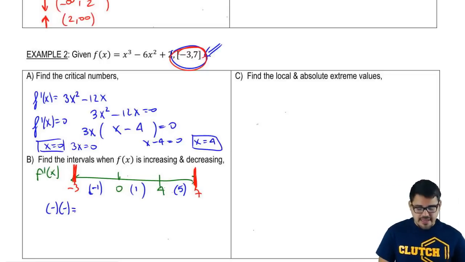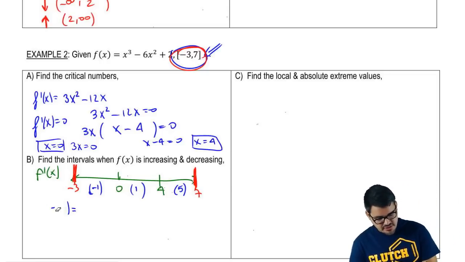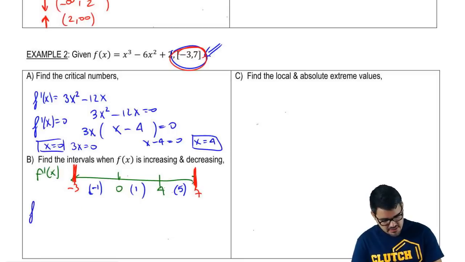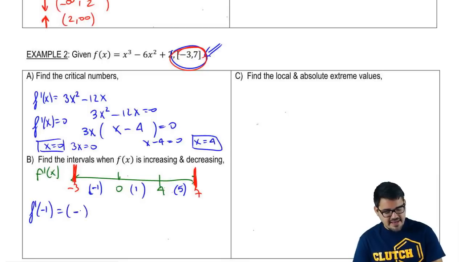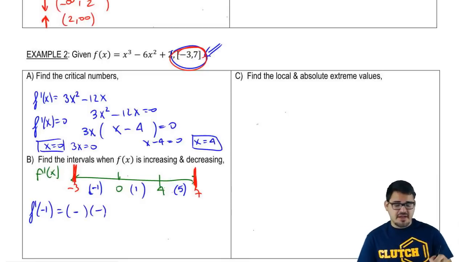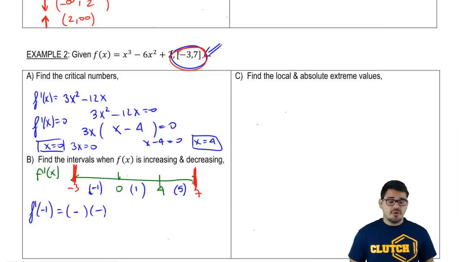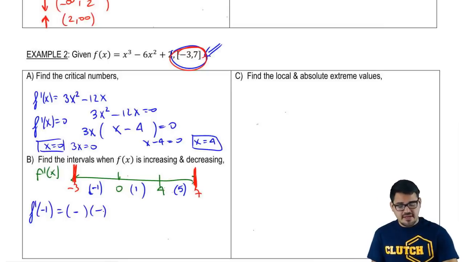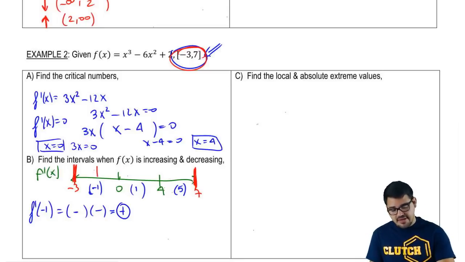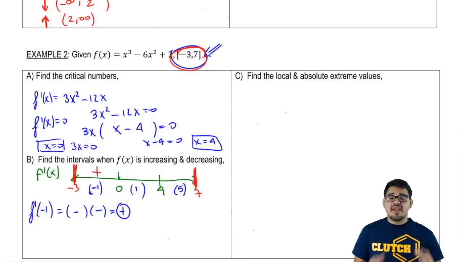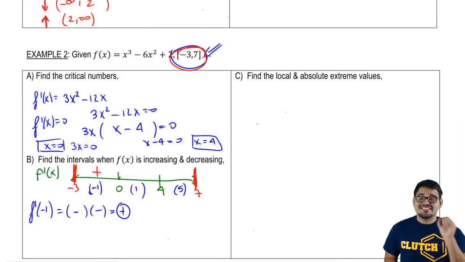So when I multiply, let's label this f prime of negative 1. I get a negative number when I plug it into 3x, and I get another negative number when I plug it into x minus 4. So therefore I get a total of a positive number. I'm going to put a positive here. I'm not even caring about the numbers that I get, I just care about the signs.